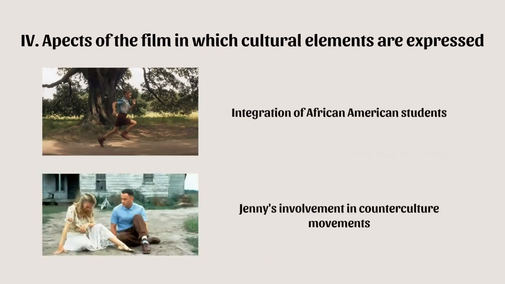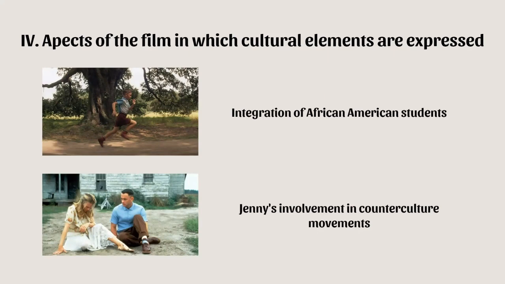Next is the integration of African American students into public schools during the Civil Rights era. Jenny and Forrest Gump both face resistance from some students and teachers who are not accepting of the integration. This aspect highlights the challenges faced by African American students seeking equal access to education.